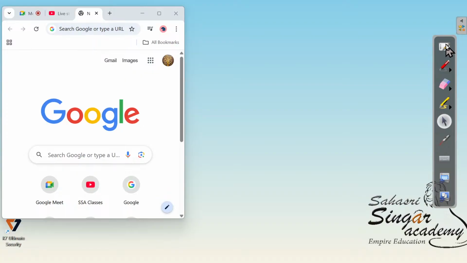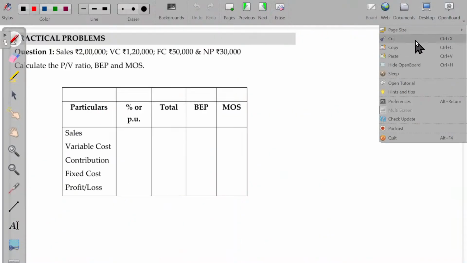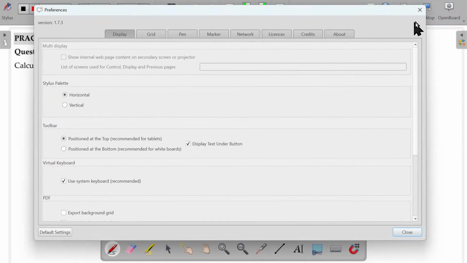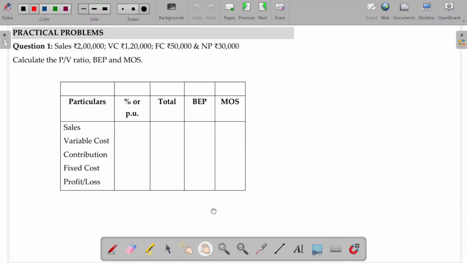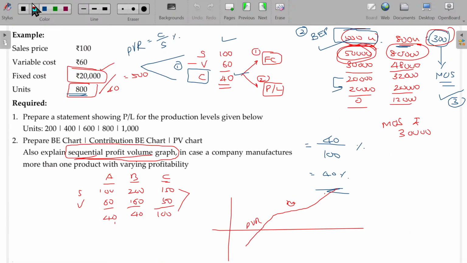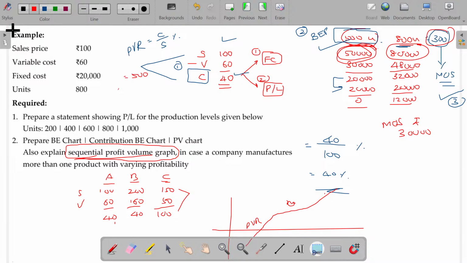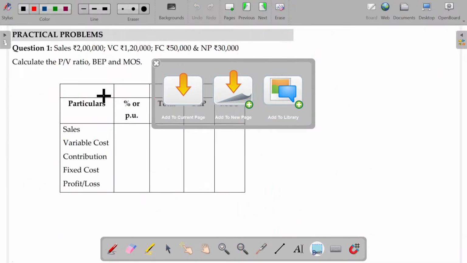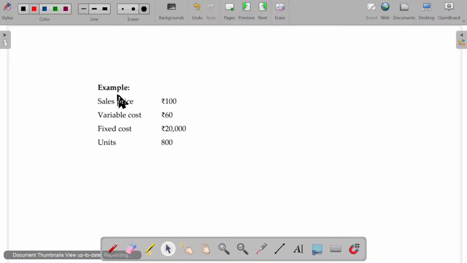Make a note of it. Now, see, to calculate BEP, margin of safety and all, what are the things we need? Let's see.